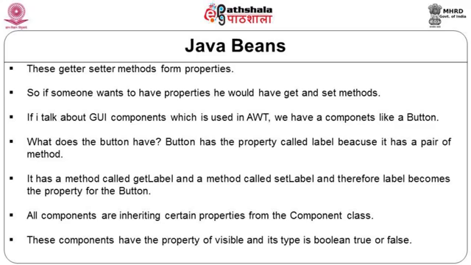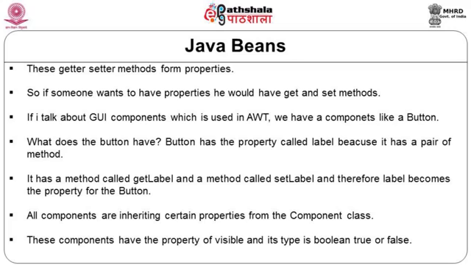Say, for example, if I consider GUI components used in AWT, we have a component like a button. What does a button have? Button has a property called label. Button has the property label because it has a pair of methods. It has a method called getLabel and a method called setLabel, and therefore label becomes a property for the button.